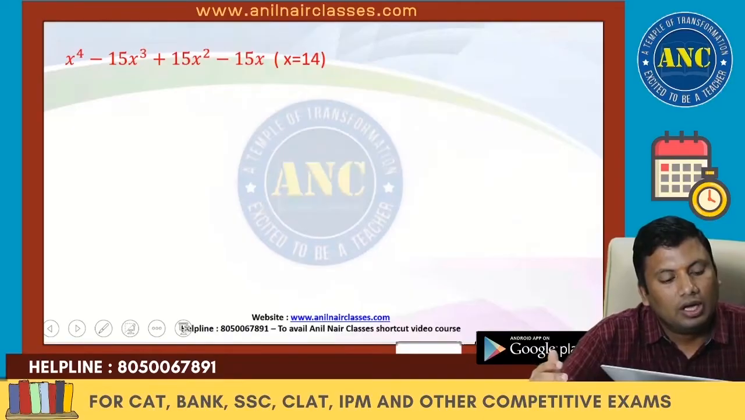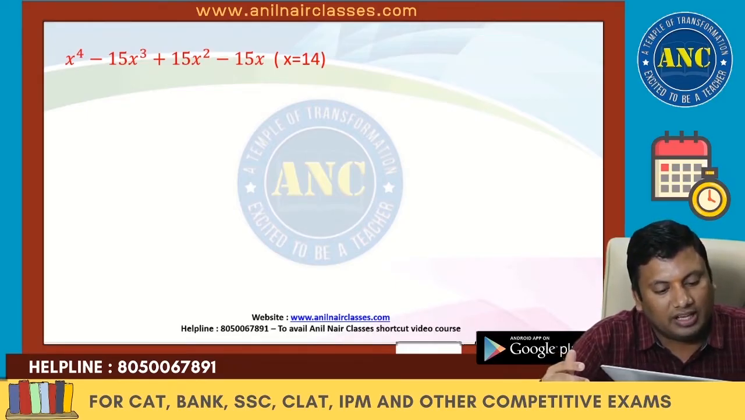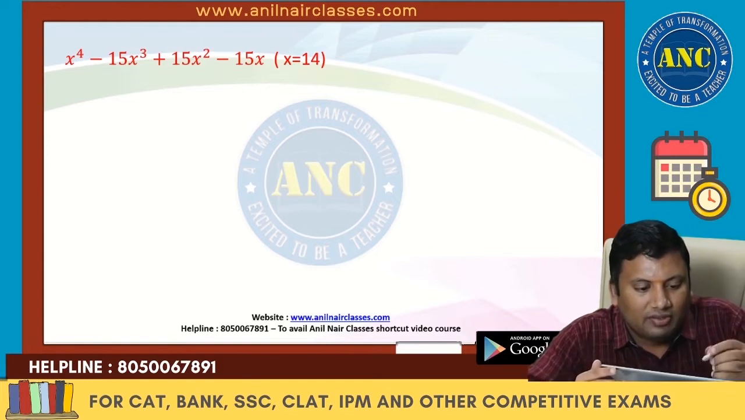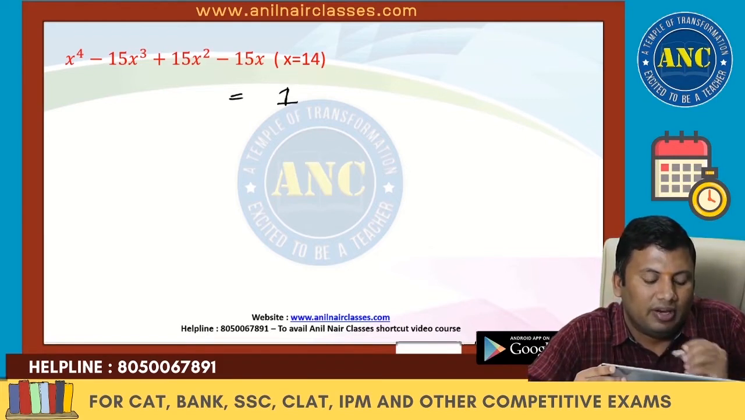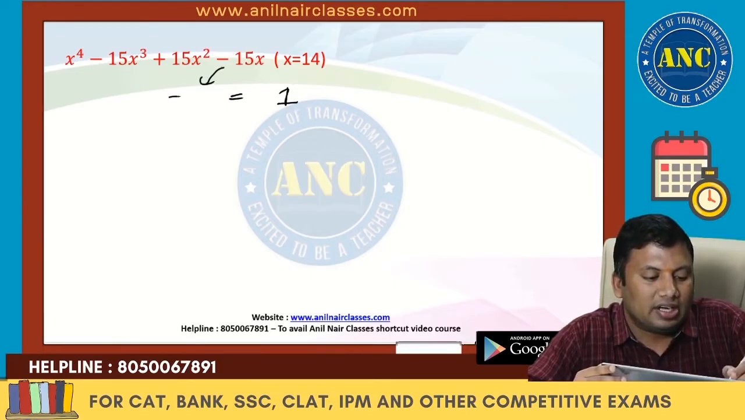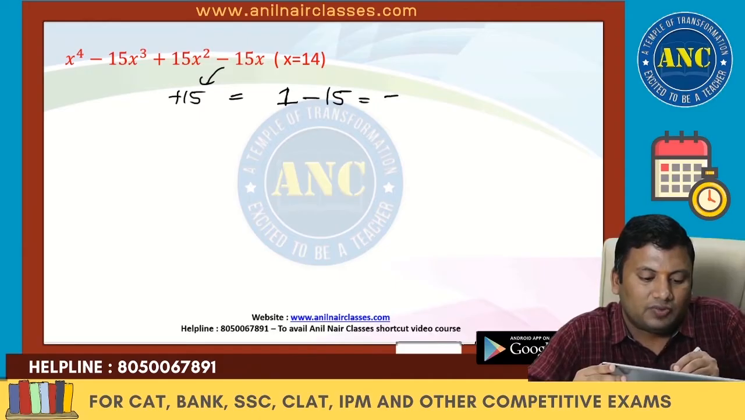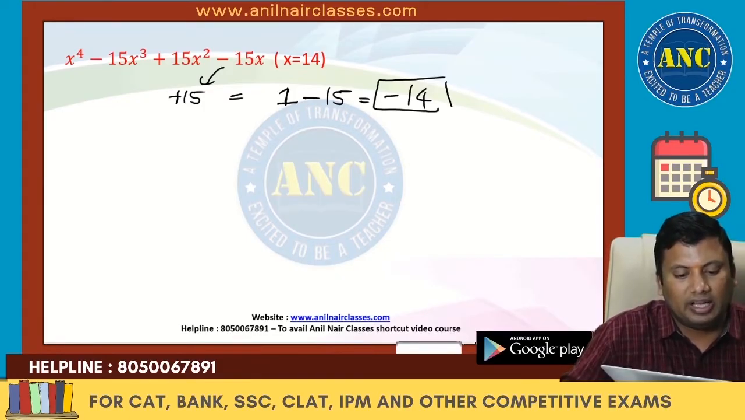Next one. X power 4 minus 15x cube plus 15x square minus 15x. The degree is 4, even, so it will be 15. Here 15 is missing. So 1 minus 15 is minus 14. Answer is minus 14. I hope it is clear, right?